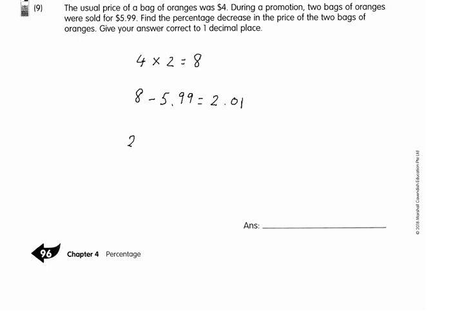Now they want to find the percentage decrease. I write 2.01 over what? Over what? 8. But can I present it like this? I can't, right? So what should I do? What I should do is 2.01, I just need to divide by 8. Correct? And I need to convert it to a percentage, right?